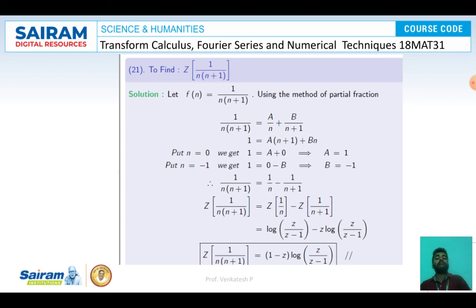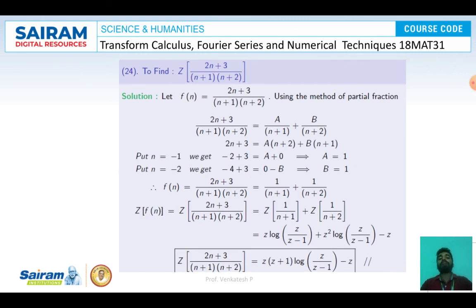Now applying z transform on both the sides, we got the z transform of 1/(n(n+1)) equal to the z transform of 1/n minus the z transform of 1/(n+1). So this is nothing but log(z/(z−1)) minus z log(z/(z−1)). By simplifying this, we got the z transform of 1/(n(n+1)) equal to (1−z) log(z/(z−1)).